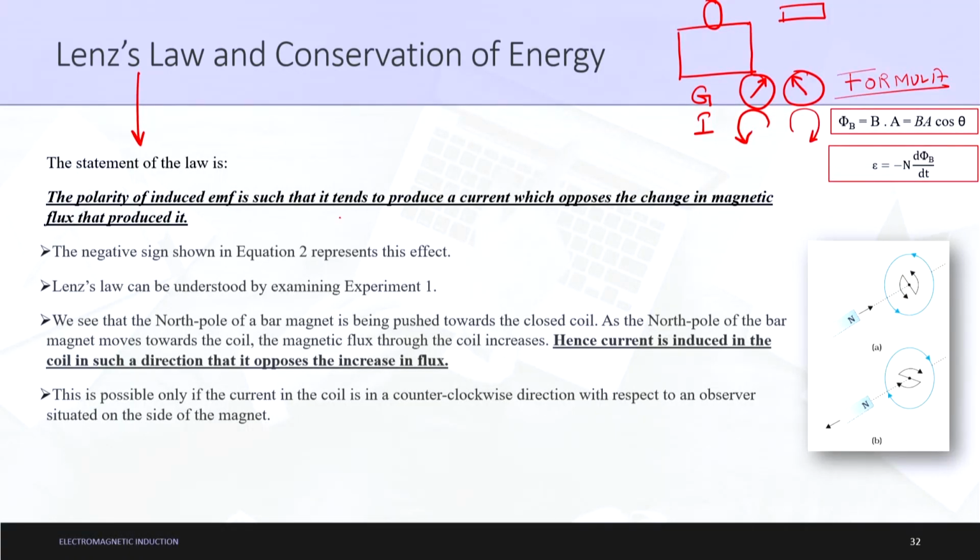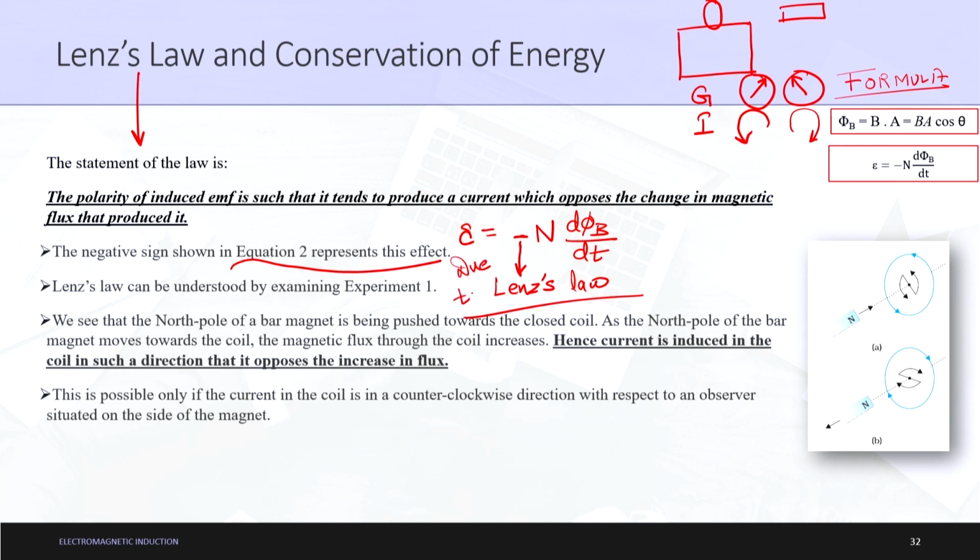This concept is properly stated in what is known as Lenz law. The polarity of the induced EMF is such that it tends to produce a current which opposes the change in magnetic flux that produced it. So if the magnetic flux says go in this direction, the current says no, I will go in the opposite direction. The negative sign in equation 2 represents this effect. That is the reason why epsilon is minus n d phi B by dt. This is due to Lenz law, not Lenz law itself.